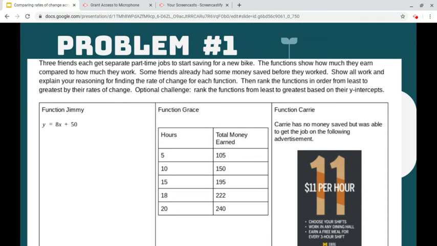Some friends already had some money before they worked. Show all work and explain your reasoning for finding the rate of change for each function. Then rank these functions in order from least to greatest based on the rates of change. An optional challenge is to rank the functions from least to greatest based on their y-intercepts. So that last bit is certainly optional. You can do that if you want to, but you don't have to. So this problem is similar to problem one. So go back and watch that video if you need to, and it will help you explain this problem.